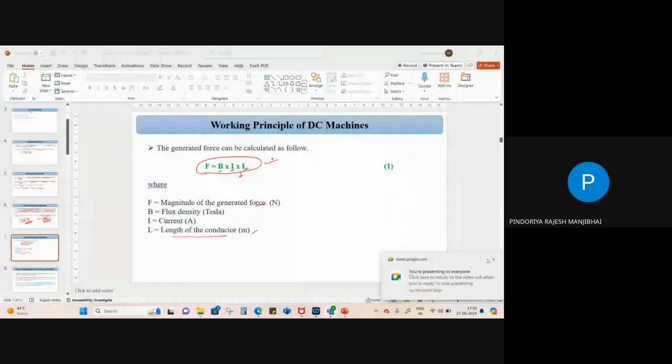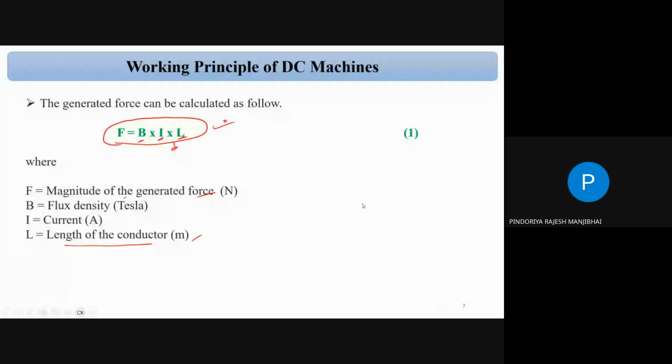Yes. Is there any confusion to anybody? Till now, any confusion? Okay.